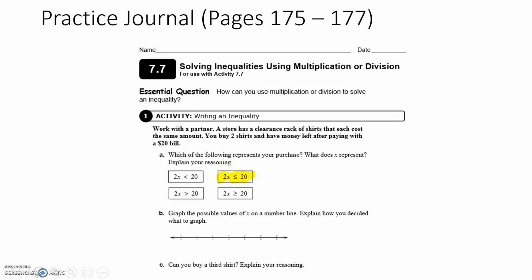All right, so the correct answer is 2 times x has got to be less than or equal to 20. All right, so let's break this down. What does that mean? If I buy 2 shirts and I have money left over after paying with a $20 bill.